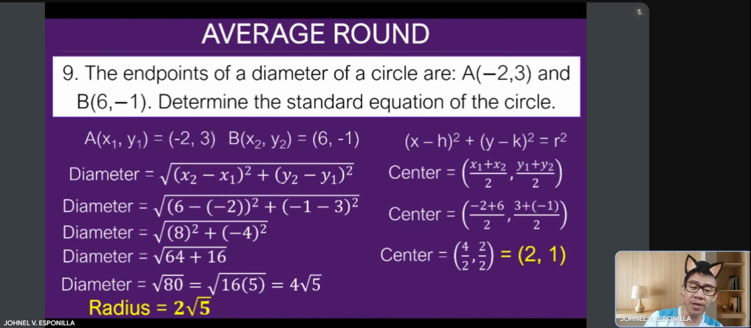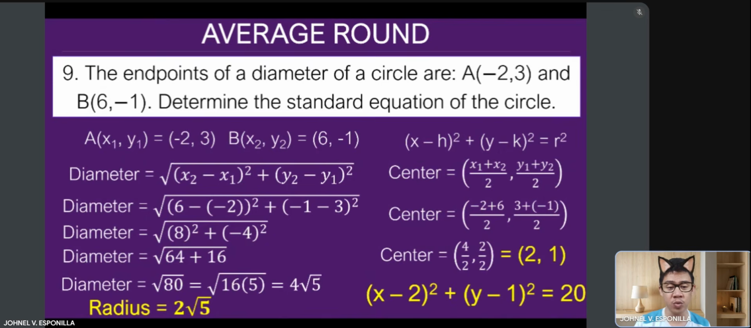So meron na tayong radius, meron na tayong center. Gamitin natin yung formula na to ulit. Substitution. So yung h po natin ay 2, yung k po natin ay 1, at yung r po natin is 2 square root of 5. Okay? Or pwede tayong gumamit ng square root of 80. So square root of 80 divided by 2 for the radius. Kalahati kasi. So the square root of 80 over 2 is 80 over 4, or that is 20.